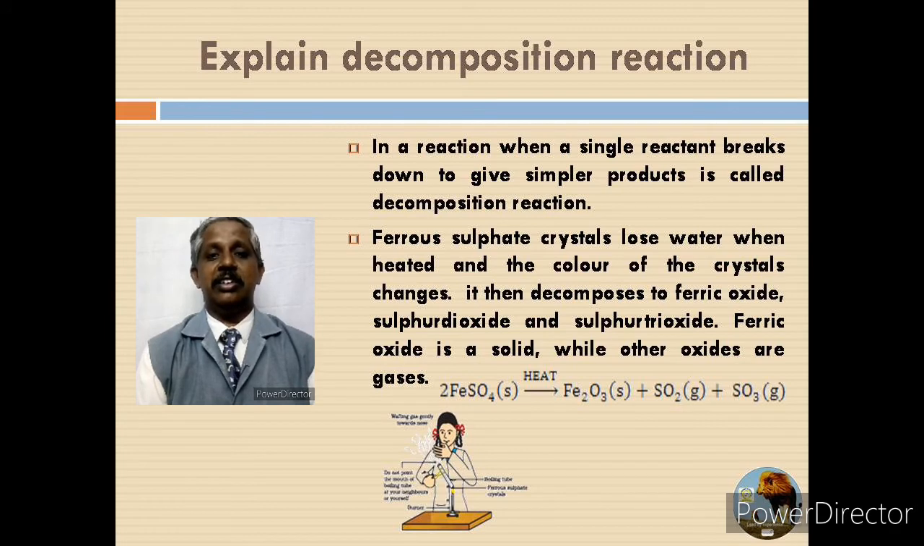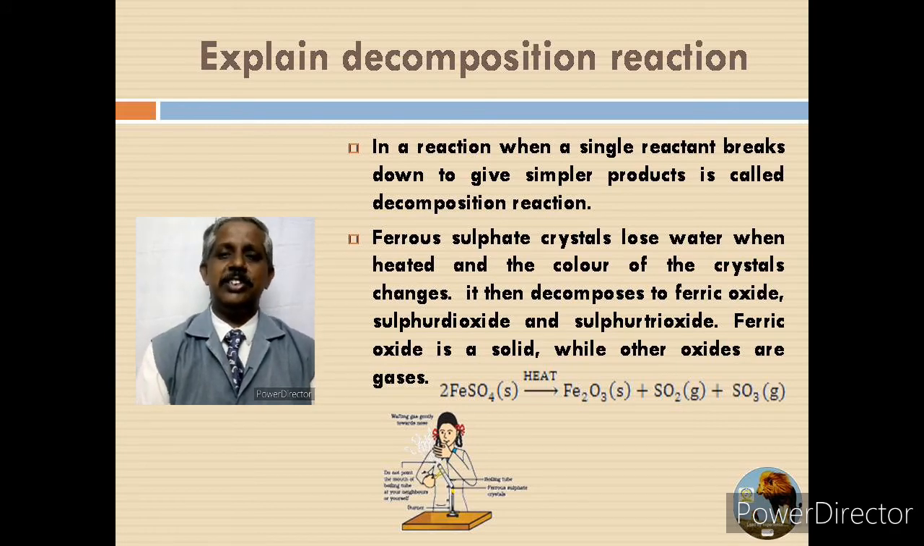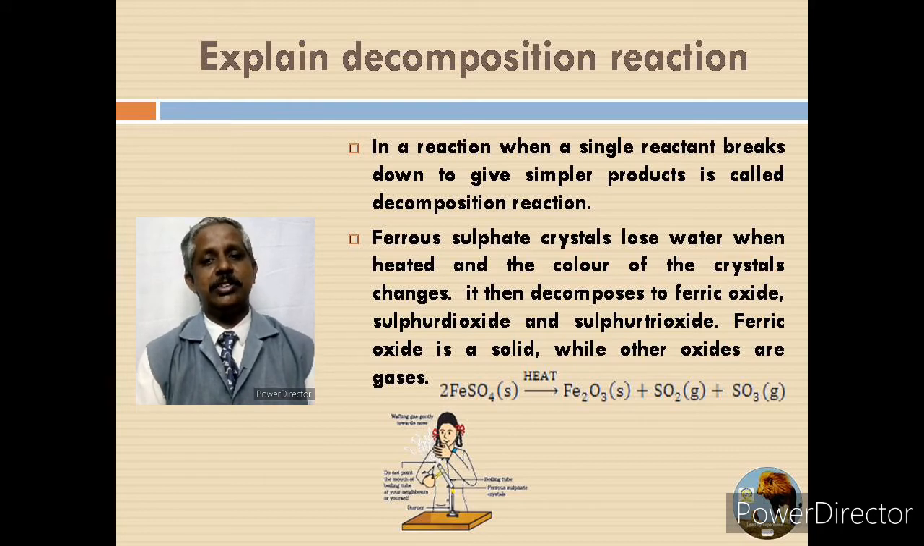Then let us try to explain decomposition reaction. In a reaction when a single reactant breaks down to give simpler products, it is called a decomposition reaction. Ferrous sulfate crystals lose water when heated and the color of the crystals changes. Then it decomposes to ferric oxide, sulfur dioxide and sulfur trioxide. Ferric oxide is a solid while the other oxides are gases. You can see the equation over there, FeSO4 on heating gives Fe2O3 plus SO2 plus SO3, the gases. That means it breaks up into 3.